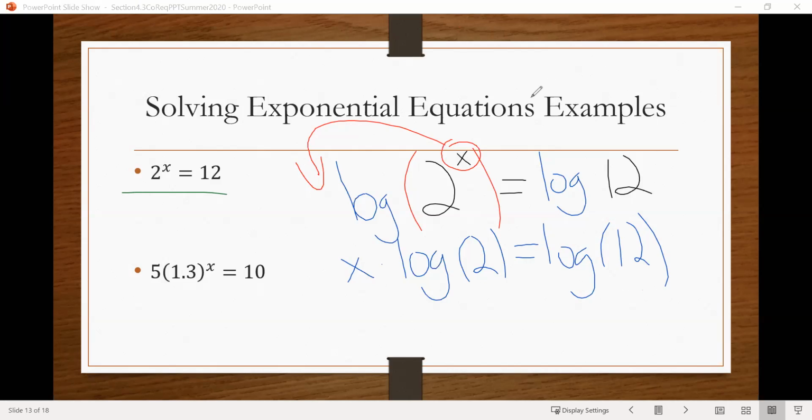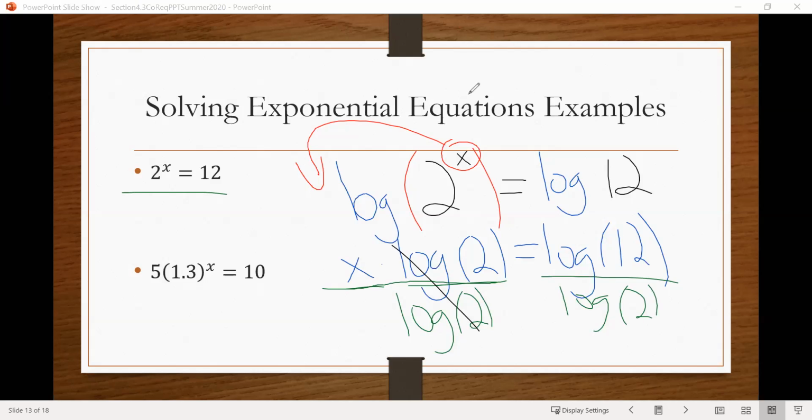Notice here on the left-hand side, I have x times something, even though something's kind of large, which means I can solve for x by doing the opposite operation, which is divide by that something. So divide by log base 2 on both sides. And what we end up with is x equals log of 12 over log of 2. And we can take that now and plug it into the calculator. We're going to be very careful about how we do this.